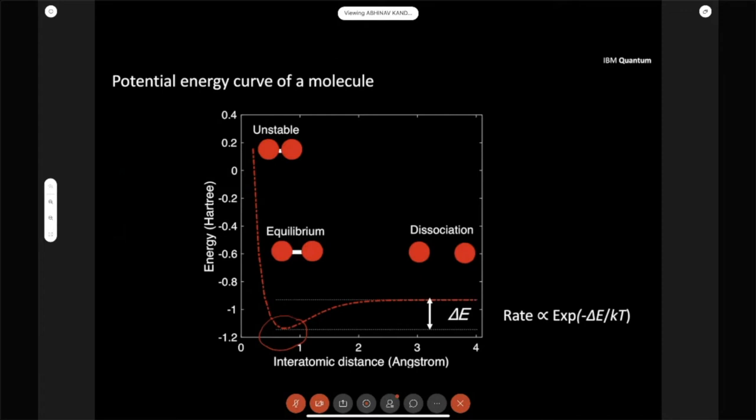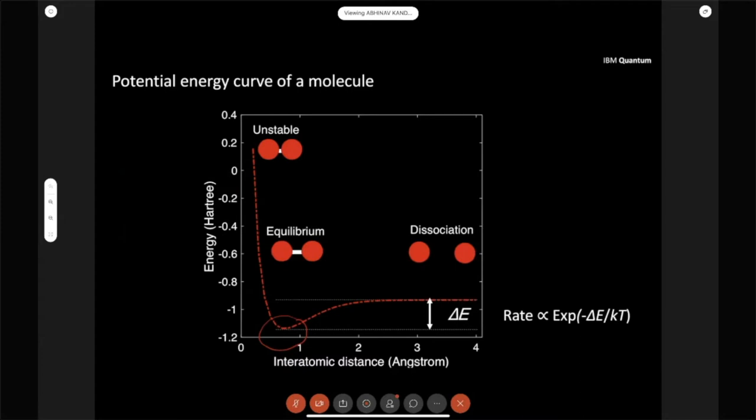And if you have some novel chemistry you want to understand or study, then this is going to be very important for a host of scientific and industrial endeavors, right? So the question I can then ask is, how do you access this delta E? How do you access this energy to very high accuracy?